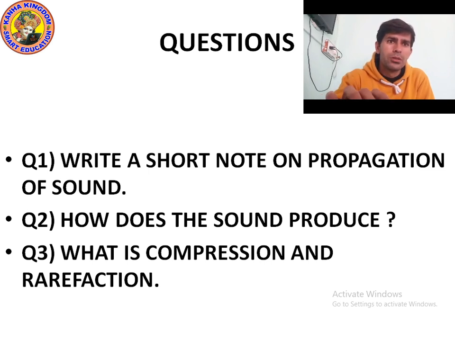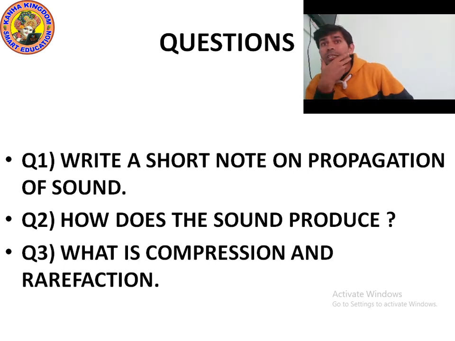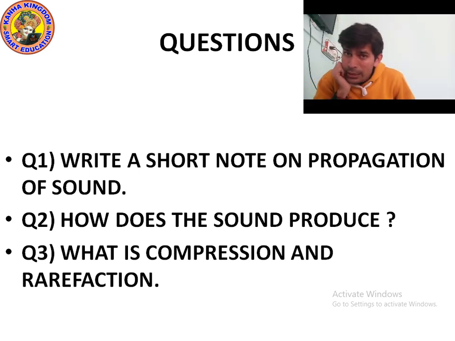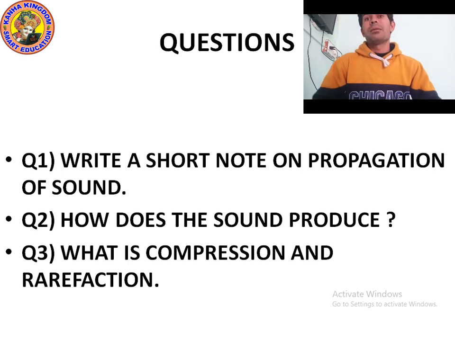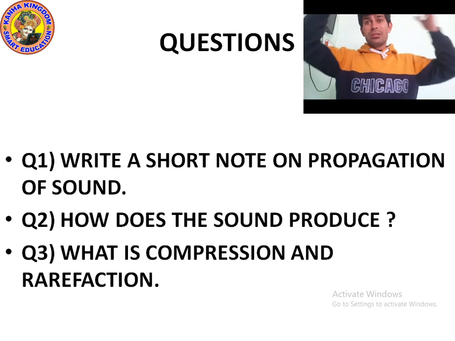Question number 3: what are compression and rarefaction? Air is the most common medium through which sound travels. When a vibrating object moves forward, it pushes and compresses the air in front of it, forming a region of high pressure which is called compression, and the compression moves away from the vibrating object. When the vibrating object moves backward, it forms a region of low pressure which is called rarefaction.